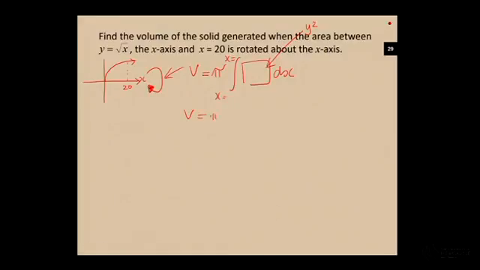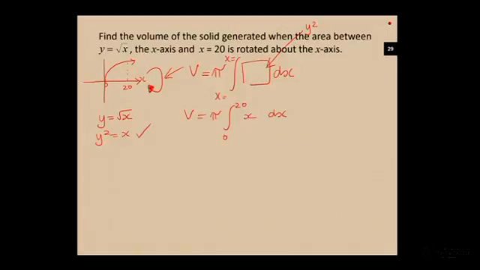Now, this is what I would like. Pi, it's going from 0, because that's where it started, to 20. Do I know what y squared is? Well, on the side here, if I started with that, no, I don't know what y squared is yet, but I'll square both sides. So y squared is equal to x. I now know what y squared is equal to, so I'll put x dx.